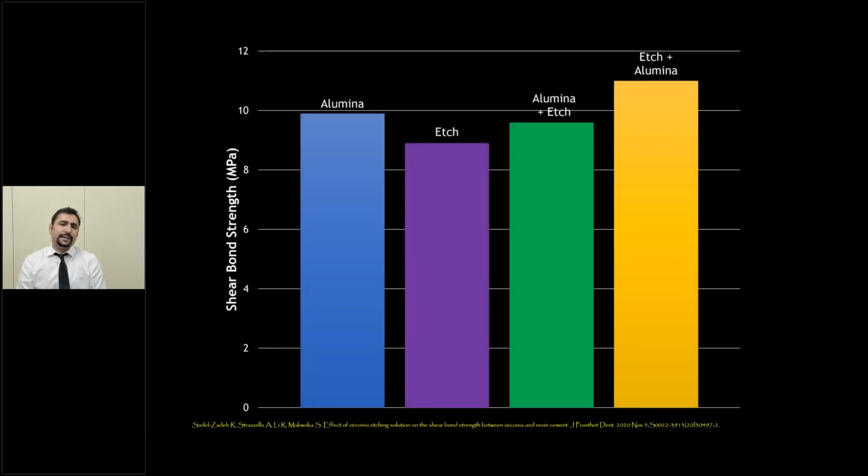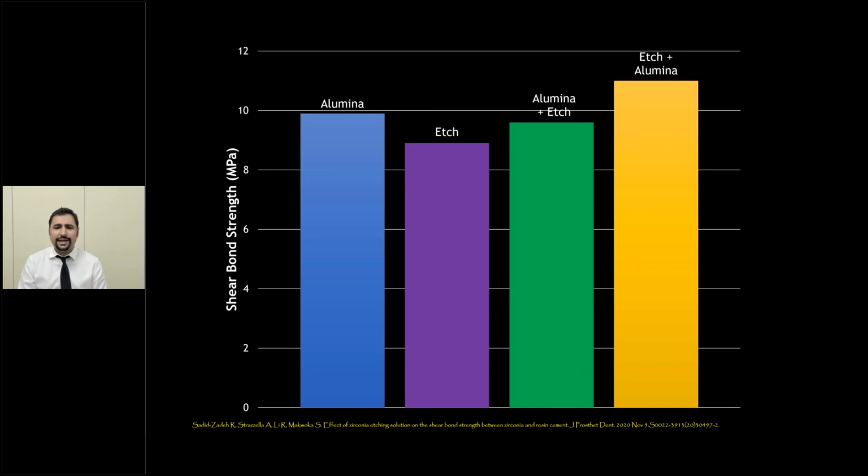So you can see that the control group, just using alumina, just doing air abrasion, gave them around 10 megapascal of shear bond. When they just etched it, it gave them around 9 megapascal. When they alumina abraded and etched after that, they got around 9.5, and they got higher when they used the etch and alumina, first etch, then alumina abrasion. But at the end of the day, none of these were significantly different from each other. So in other words, they were the same.